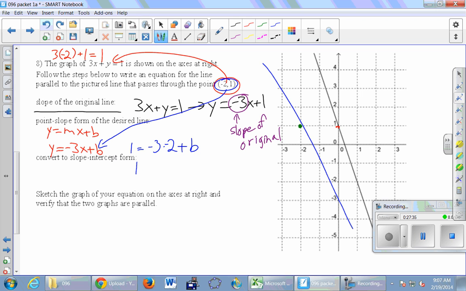Okay, so this says that 1 is equal to 6 plus b, so how much is b? -5. So I think we're ready then to write our final equation. y equals -3x, -5. Great.